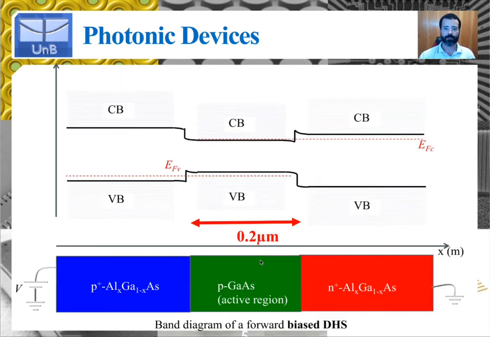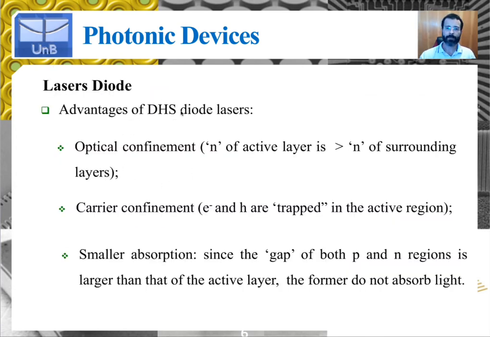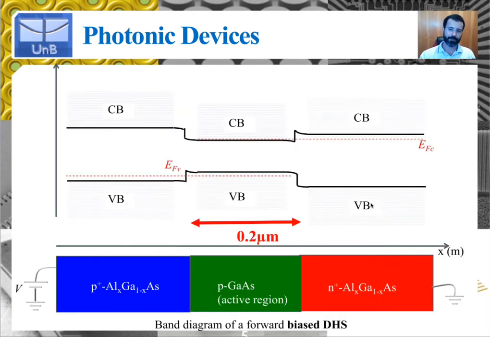So this is one effect, right? You have much tighter light confinement in the active region, which is the region that has gain. So this is one benefit of the DHS. The second is carrier confinement: the electrons and the holes are trapped in the active region.